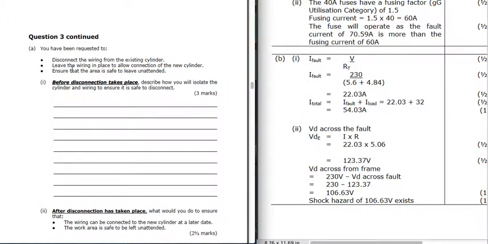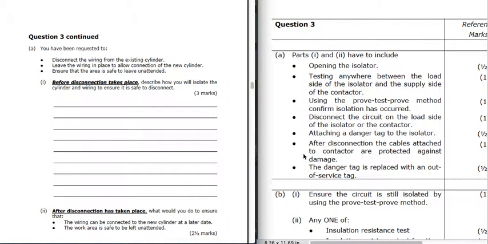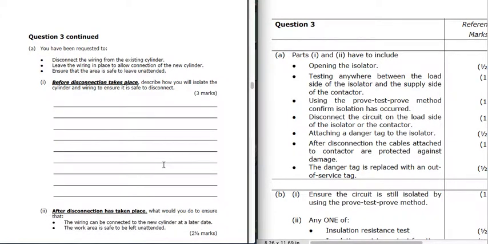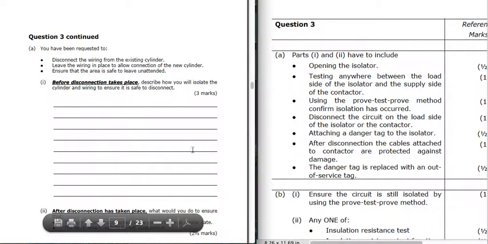So it's saying you've been requested to disconnect the wiring, leave the wiring in place to allow the connection to the new cylinder, and ensure that the area is safe. So how will we isolate the cylinder and ensure it's safe to disconnect? There's two parts to this, before disconnection and after disconnection, and they've lumped them all together into this little explanation here.